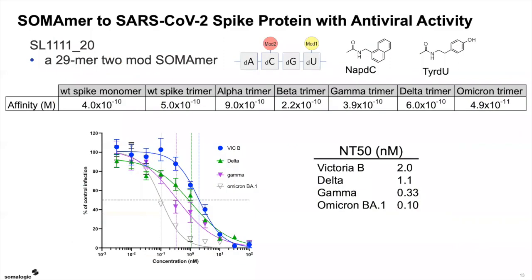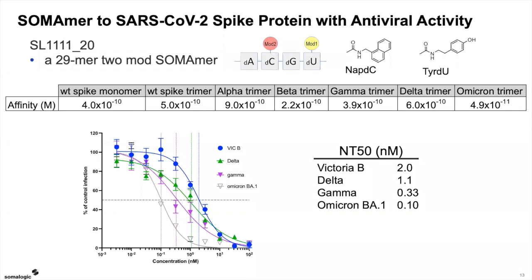And so now for the last few slides, I just want to completely change gears here and tell you a little bit about this project we've been working on for the last 2 years in collaboration with William James's lab here at Oxford. This is where we've been developing a Somamer to SARS-CoV-2 spike protein that has antiviral activity. This Somamer is called SL1111_20, and it's a 29mer. And this reagent actually has two modifications, one on C, which is NAFdC, and one on U, which is TRdU.